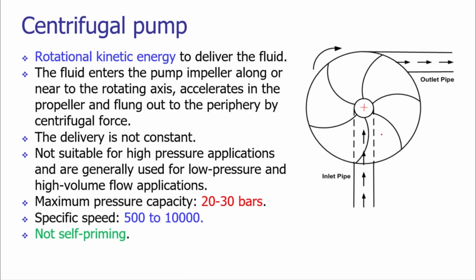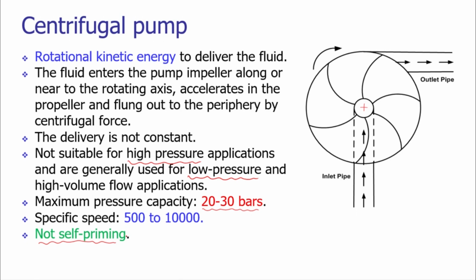So it is not that suitable for the high pressure applications. These are not consistently developing the pressure as well. So these are in general used to deliver the high volume fluid at the low pressure. In general, we are using the centrifugal pumps for around 20 to 30 bars. The centrifugal pumps are not self-priming.